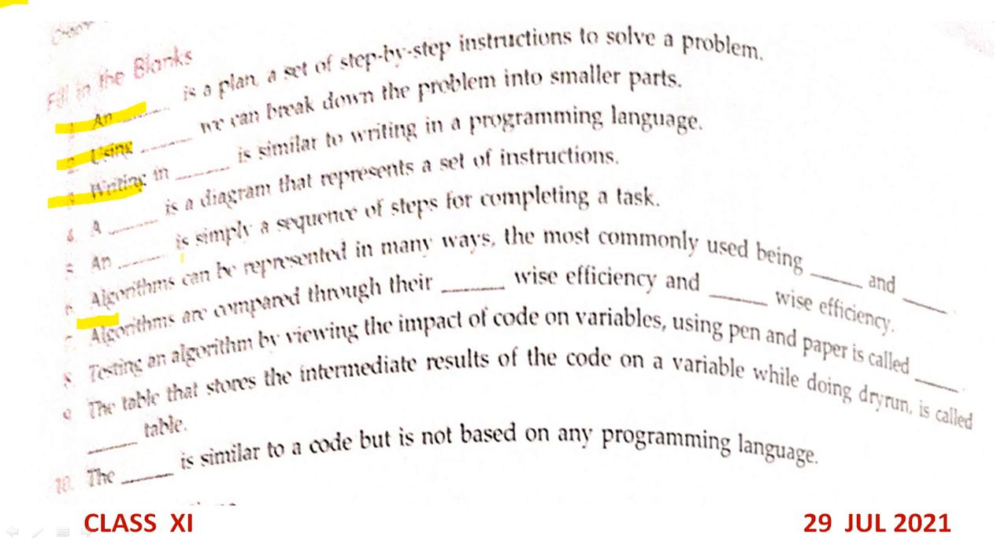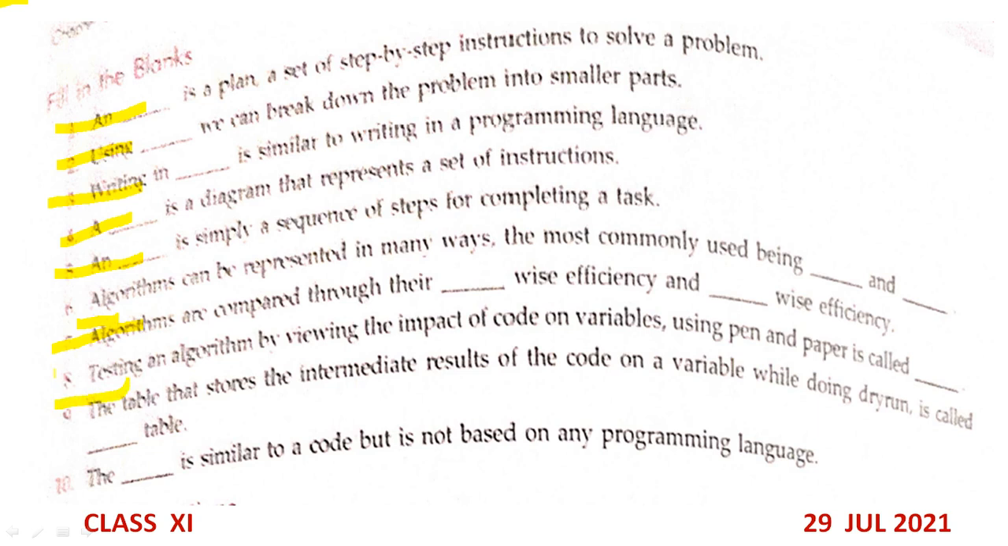Next, a dash is a diagram that represents a set of instructions, that is flowchart. And dash is a simple sequence of steps for completing a task. The moment I say that, it is algorithm. Algorithms can be represented in many ways, the most commonly used being dash and dash, that is flowcharts and pseudocodes. Testing an algorithm by viewing the impact of code on variables using pen and paper is called dry run, that we already discussed, right.